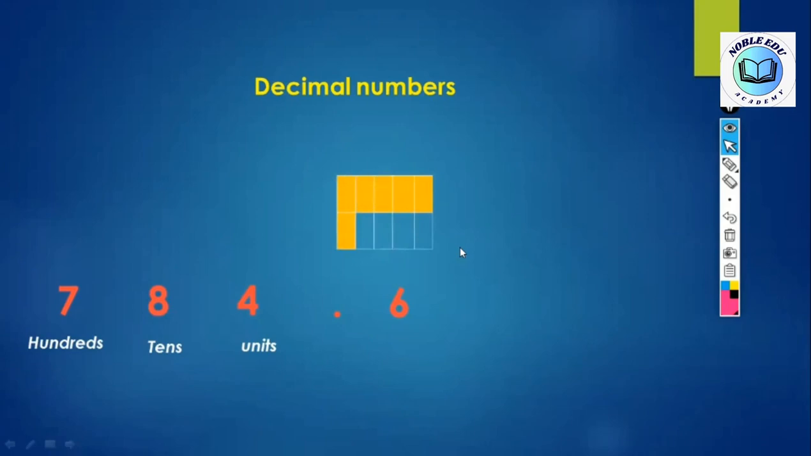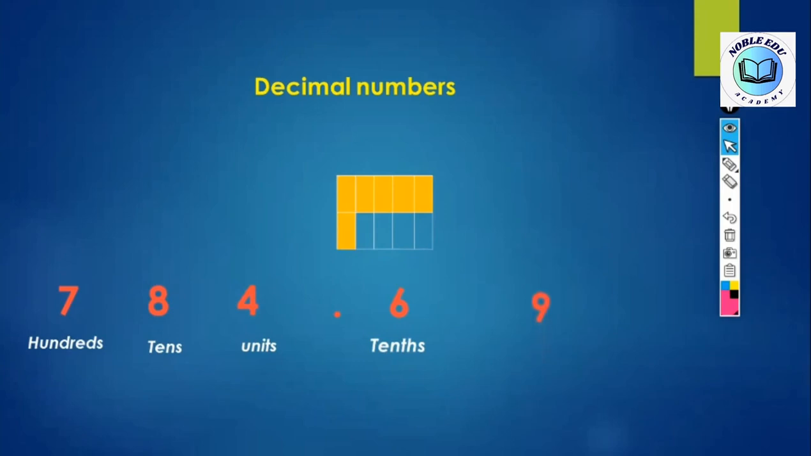What about the number 6 here? If I have a whole rectangle divided into 10 equal parts, now I have 6 colored parts only. I have here 6 over 10, which means what? 0.6. So it's called tenths, 6 tenths.